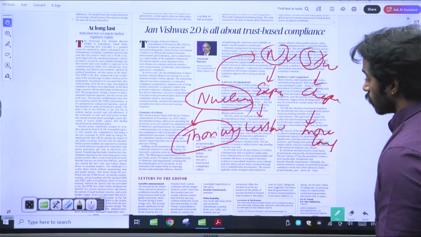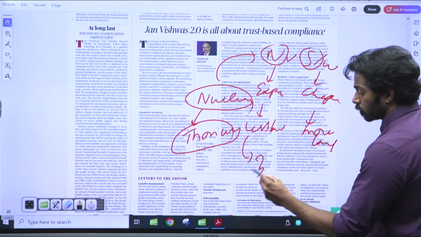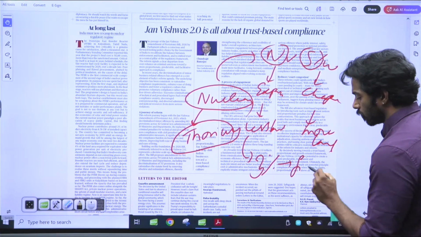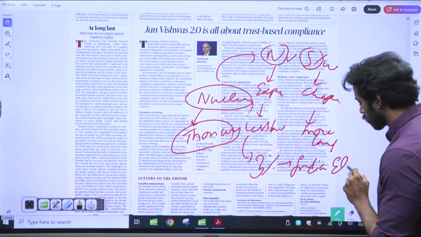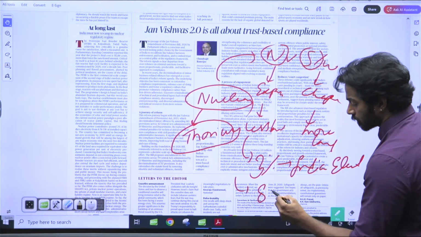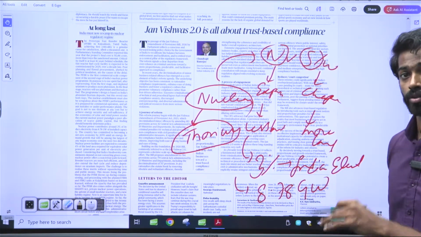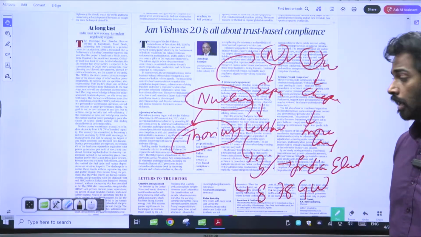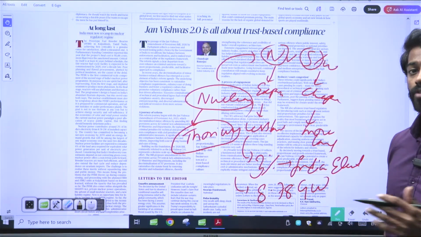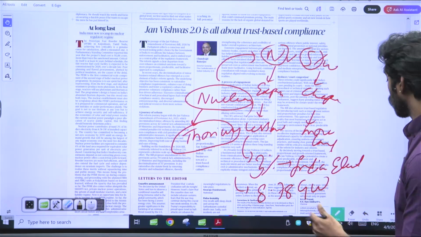energy. Nuclear energy currently is contributing 3% of India's electricity demand, around 8.78 gigawatts of energy. This is what the article is trying to say.